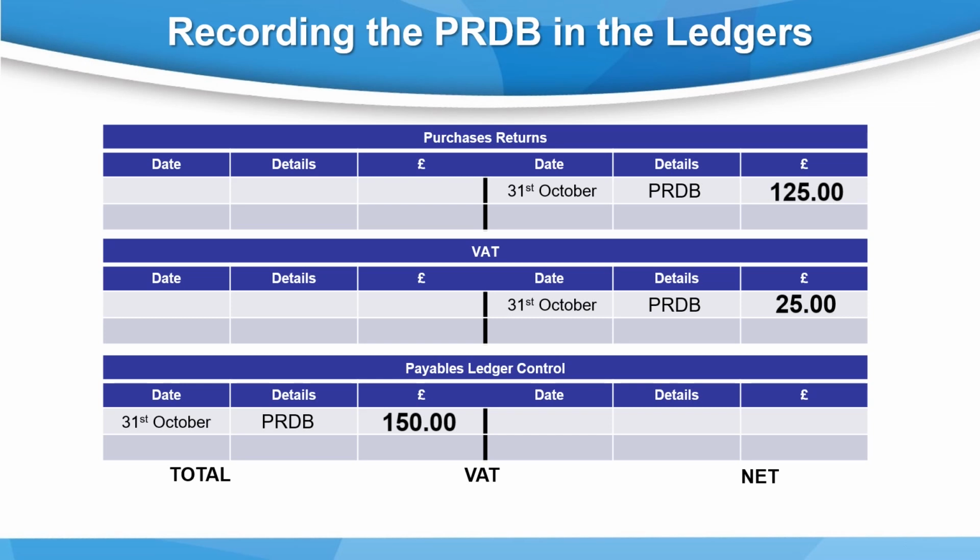The figure in the purchases returns account plus the figure in the VAT account will add up to the total value for our purchases returns. And again, if we quickly check our debits with our credits, we can see that everything remains in balance.